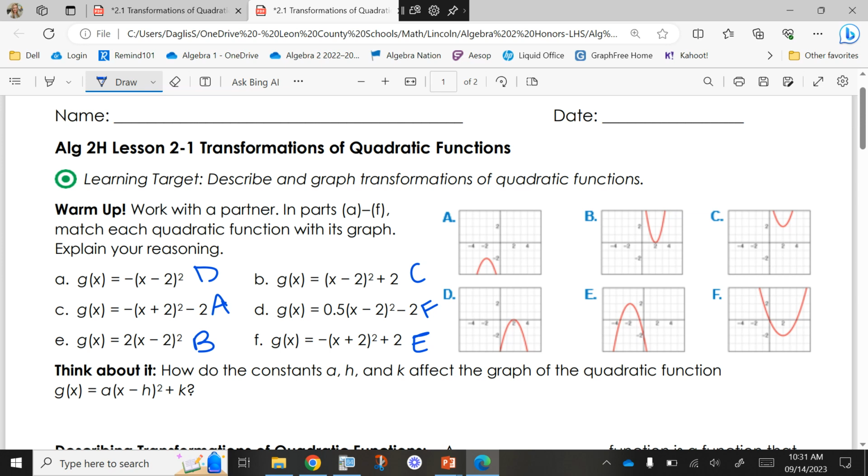How are they different? The graphs A, C, D. Not C. Hold on, I'm losing it. Graphs A, D, and E. There we go. They're all reflecting, right? And what was in all of their equations? I heard it. A negative, right? A negative made it reflect. Good. The 2 is what's going to make it skinnier.